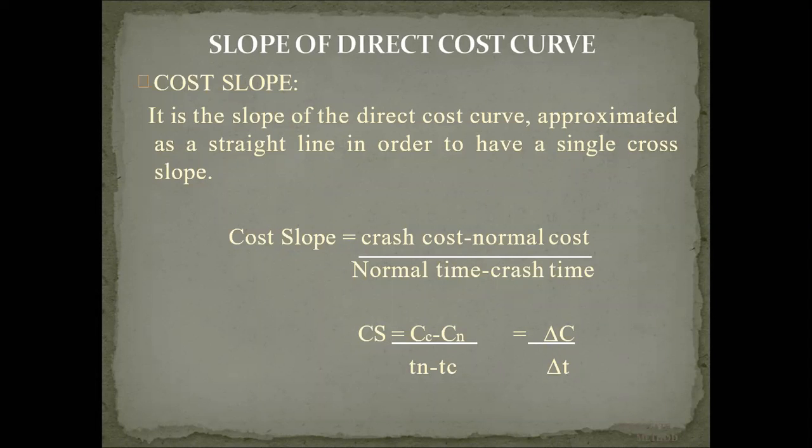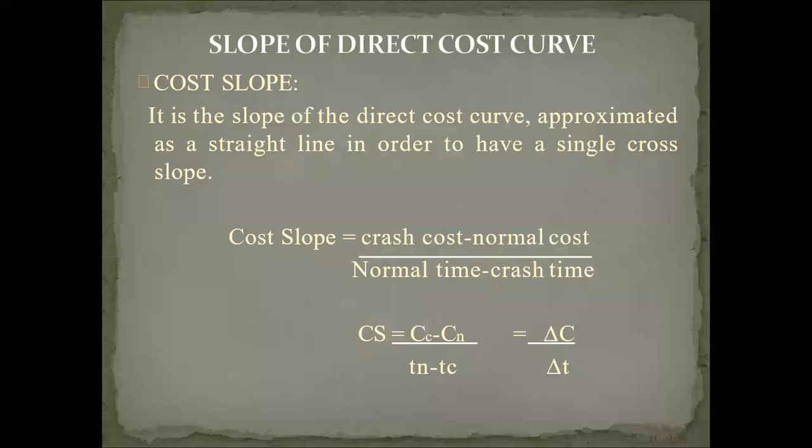So how do we calculate the slope of the line? You know very well the line equation, mx plus c is equal to y. Similarly, when we are talking about cost and time, how do we calculate the slope of that particular curve? So cost slope is crash cost minus normal cost, divided by normal time minus crash time. So why are these things there?